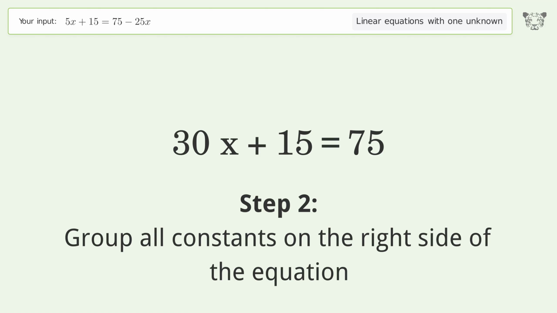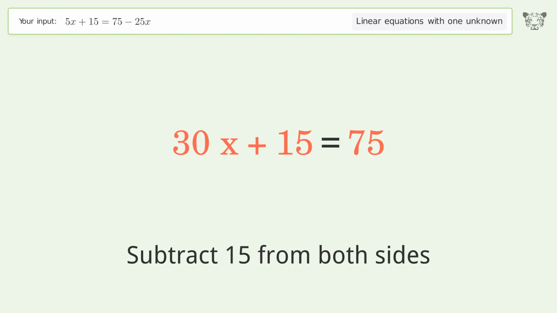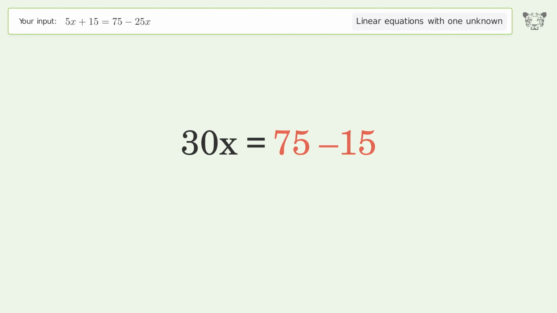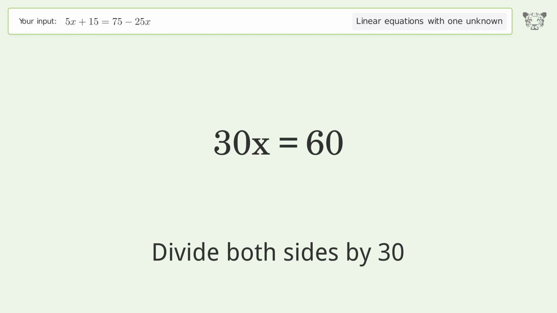Group all constants on the right side of the equation. Subtract 15 from both sides. Simplify the arithmetic. Isolate the x. Divide both sides by 30.